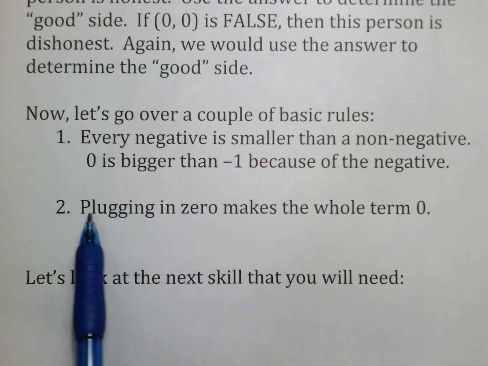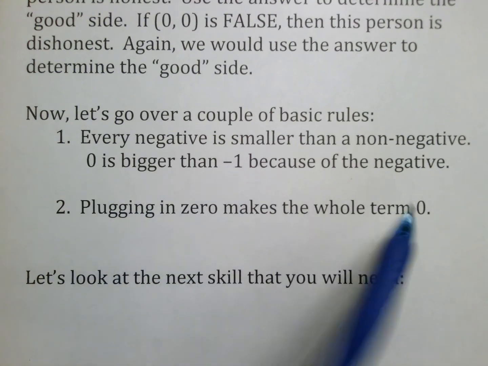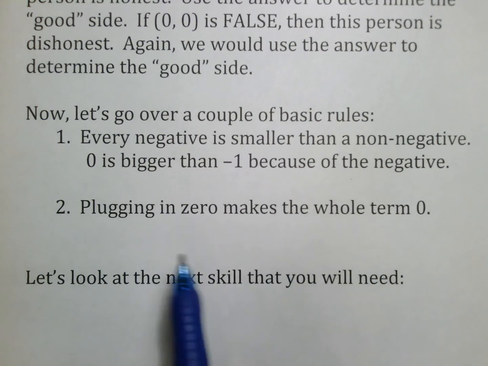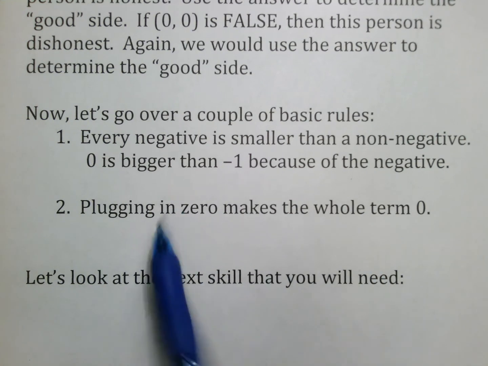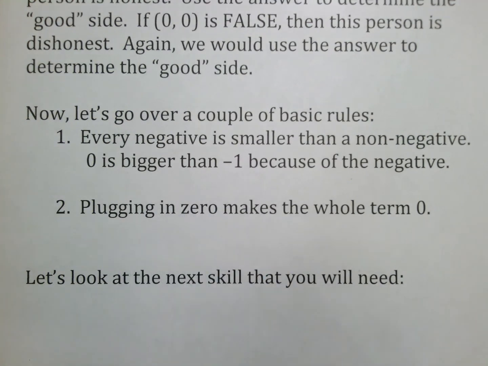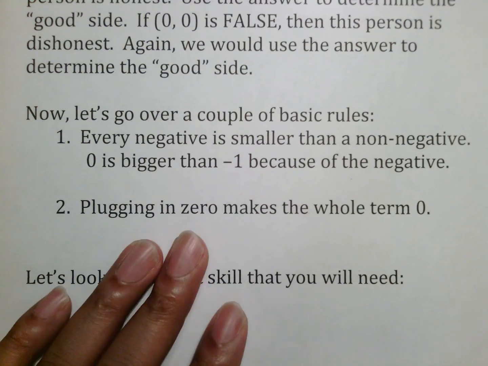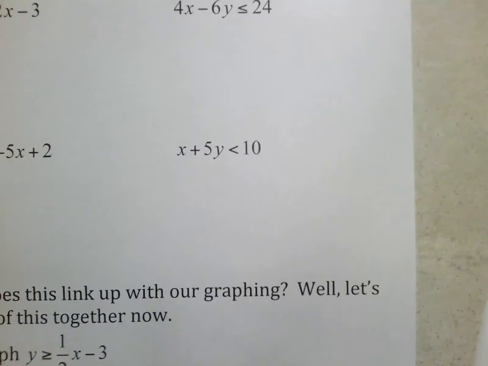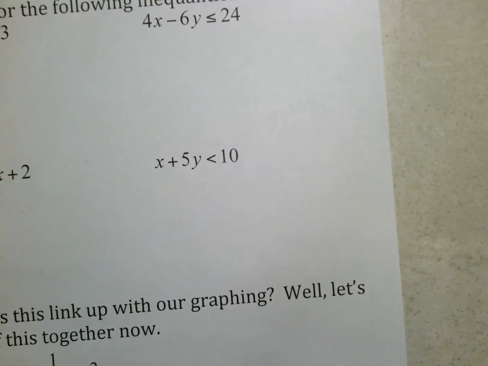The second thing is when you plug in 0, it makes the whole term turn into 0. We did that when we were doing our substitution of the standard form. We knew that putting 0 in made the whole thing disappear. Well, what we're going to use here is that plugging in 0 makes the whole thing 0. So let's look at the next skill we're going to need, which is just testing 0, 0 for some values.